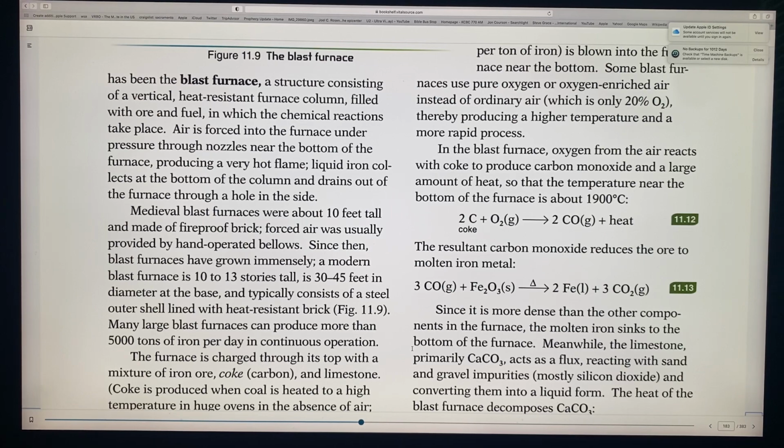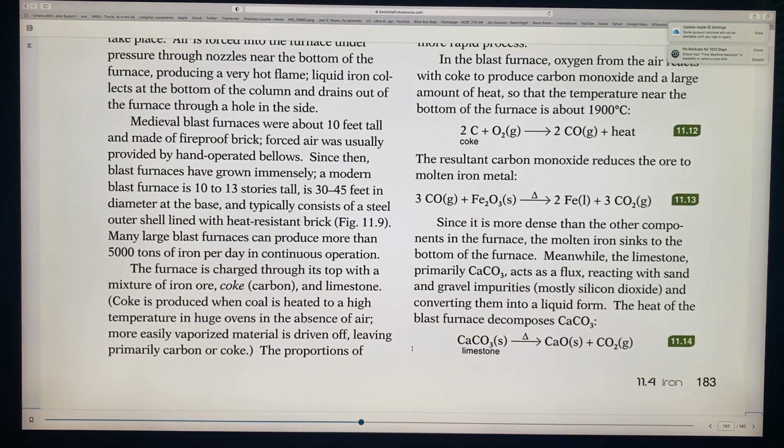So that's the formula. And the limestone with the slag down here at the bottom, here's the calcium. Remember, calcium carbonate is limestone. Then it is separated into calcium oxide and carbon dioxide. So it's decomposing too. What's left over would be the slag.